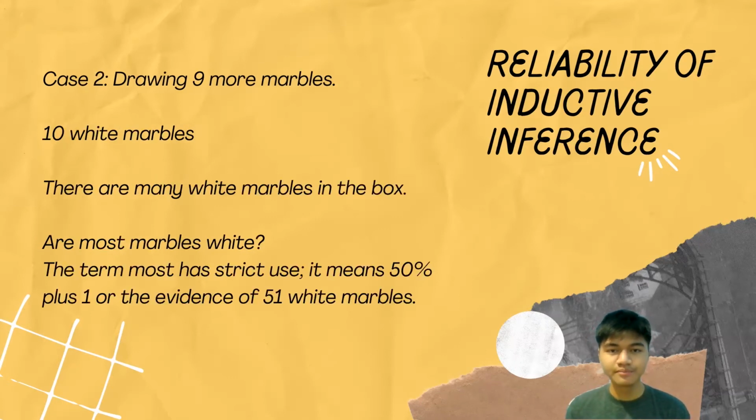Case 2, drawing 9 marbles. So there are a total of 10 white marbles, and your conclusion is there are many white marbles in the box. So your inductive inference is, are most marbles white? And from that, the term most has a strict use, which means 50% plus 1, or the evidence of 51 white marbles. Remember, we have a total of 100 marbles in the box.